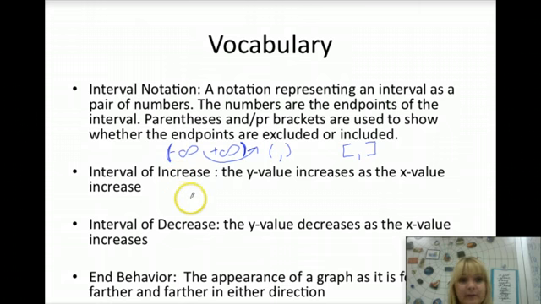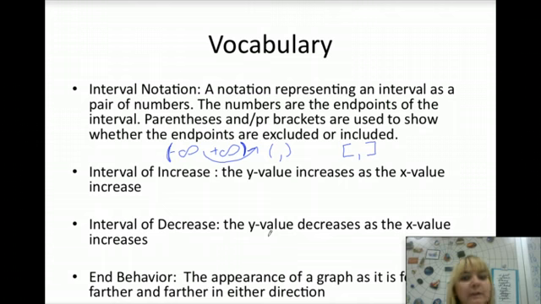Also, we're going to be taking a look at the interval of increase, and that is when the y value increases as the x value increases. So we'll be taking a look at that. Also, interval of decrease, and that's when your y value decreases as the x value increases. So that will be a decrease. And end behavior, and that's the appearance of a graph as it is followed farther and farther in either direction. So we'll be taking a look at that notation as well.